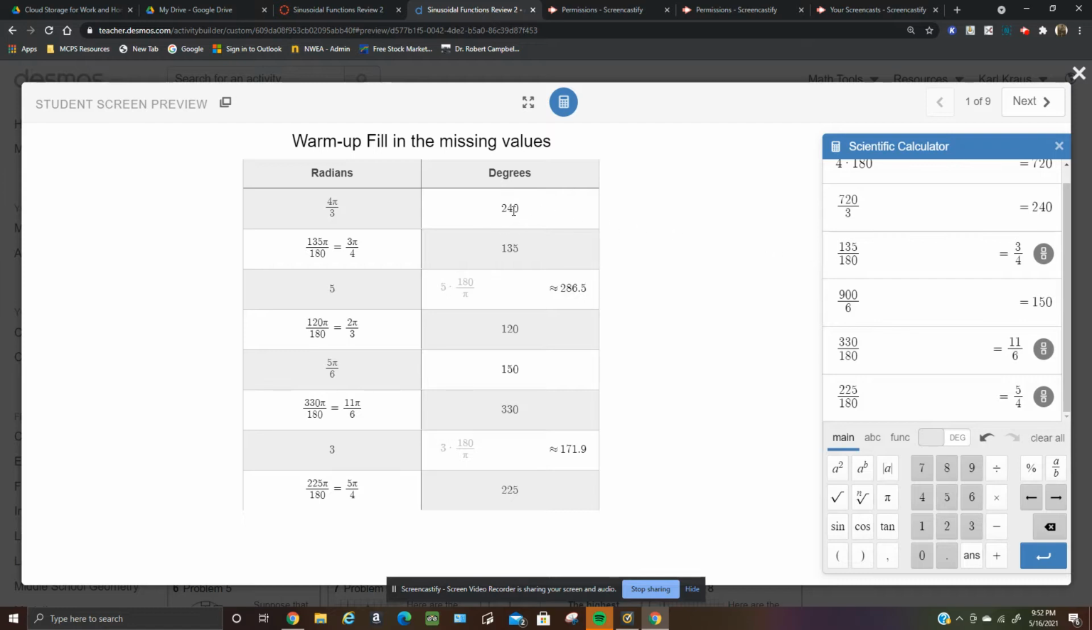The missing values were 240 degrees, 3 pi over 4, 286.5 degrees, 2 pi over 3, 150, 11 pi over 6, 171.9 degrees, and 5 pi over 4.